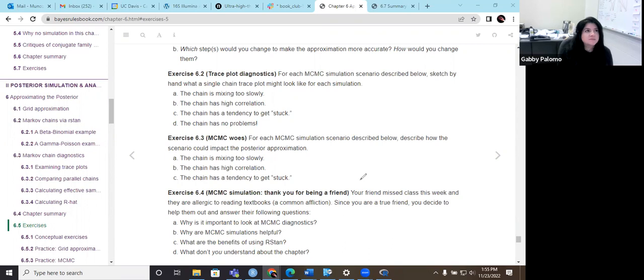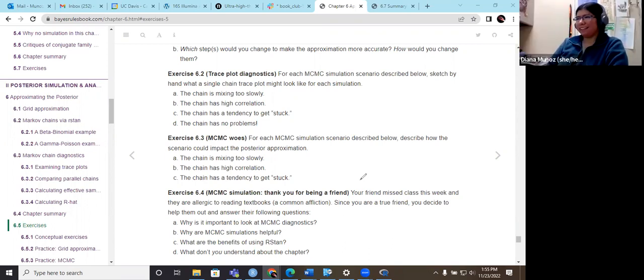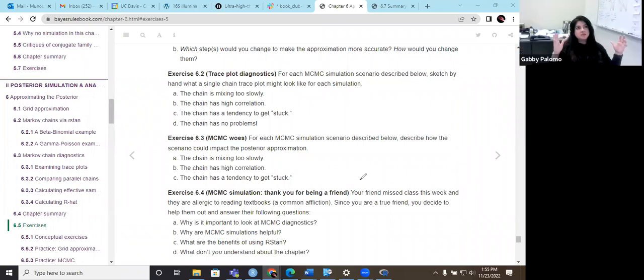I think if it's mixing too slowly, you're not going to get a good approximation, because you're trying to get this distribution, but your chain is way over there. Its estimates are way off, and it's not getting to the right estimates. So you're going to get a very wide, I think with all of them, you're going to get wide.